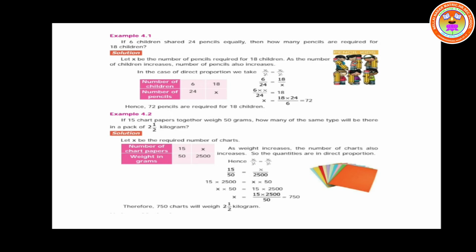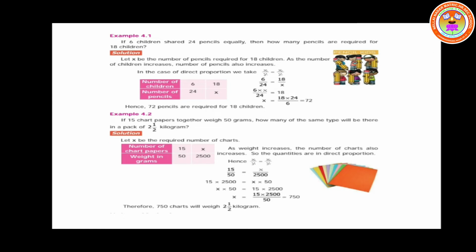Shall we move on to the solution? Let x be the number of pencils required for 18 children. As the number of children increases, the number of pencils also increases. So both are increasing. Therefore, it is direct proportion. The formula I taught you is x1 divided by y1 is equal to x2 divided by y2. Now let us draw a table. Number of children 6, number of pencils 24. Next, number of children 18, and we have to find how many pencils, so you take it as x.